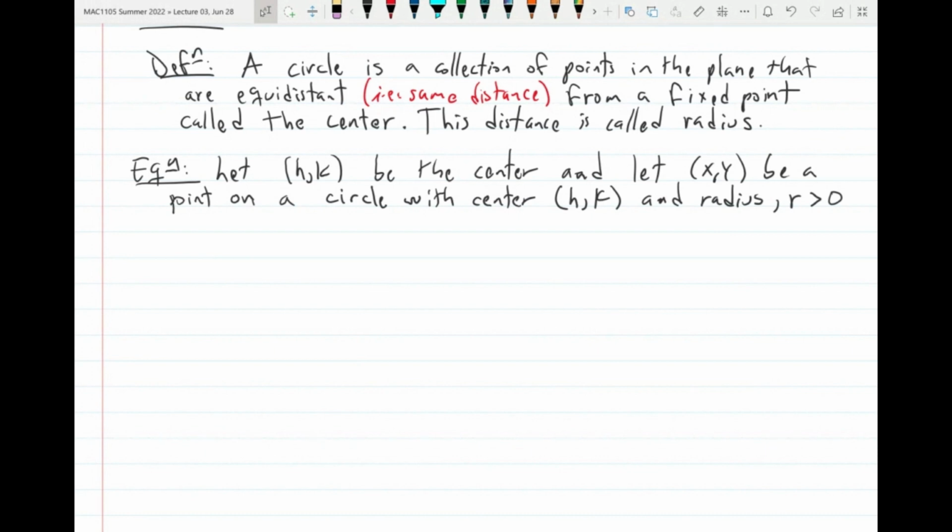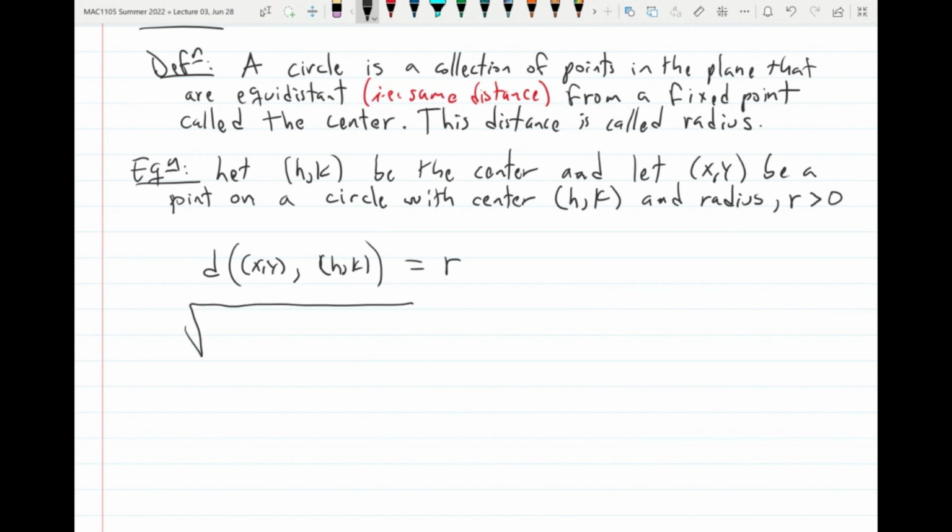What's its distance from the center? R. So what we can say for sure is that the distance between (x, y) and the center equals R. Yes? I mean, that's what it means to be a point on the circle. Its distance from the center is a radius. But now we have a formula for the left side. What's the formula that we have here?